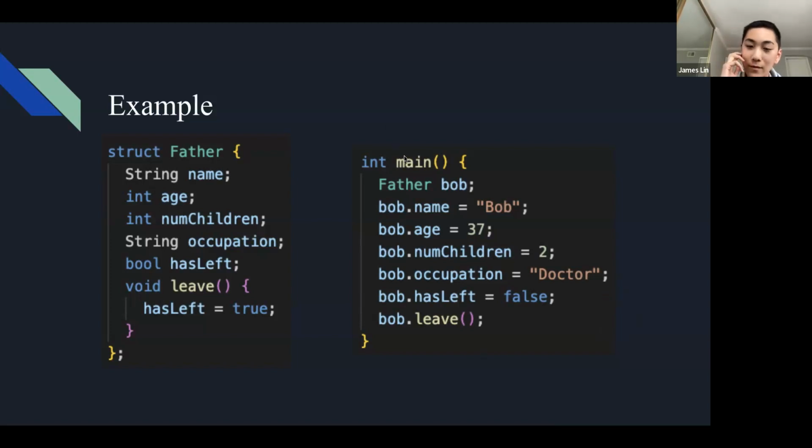So basically you have a father, right? The variable name is called Bob. So father is basically a new variable type now, right? And then you have Bob dot name, and you can give a name to Bob. And Bob's name is of course Bob. Then you have Bob's age, let's just say 37. Bob has two children. Bob is a doctor, right? And this is just initializing everything. So Bob has not left yet, but after you call Bob dot leave, Bob leaves.